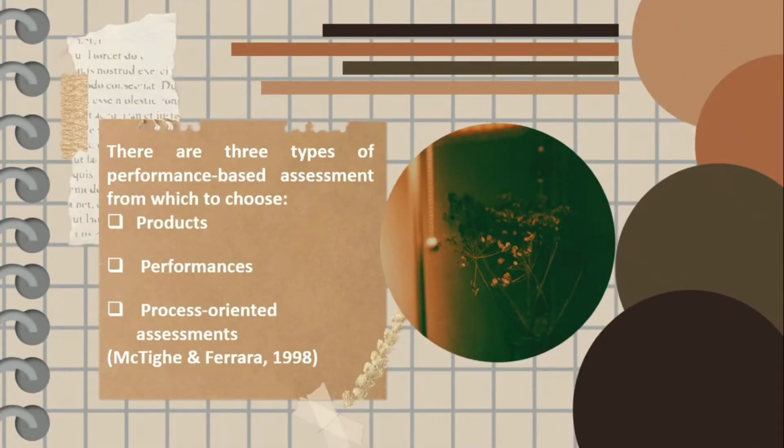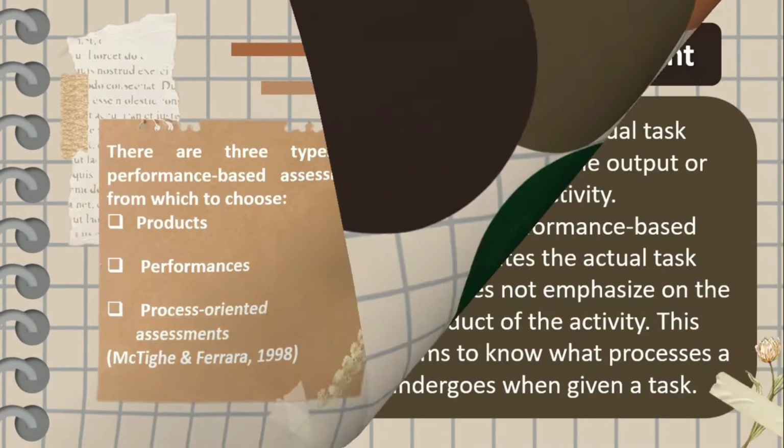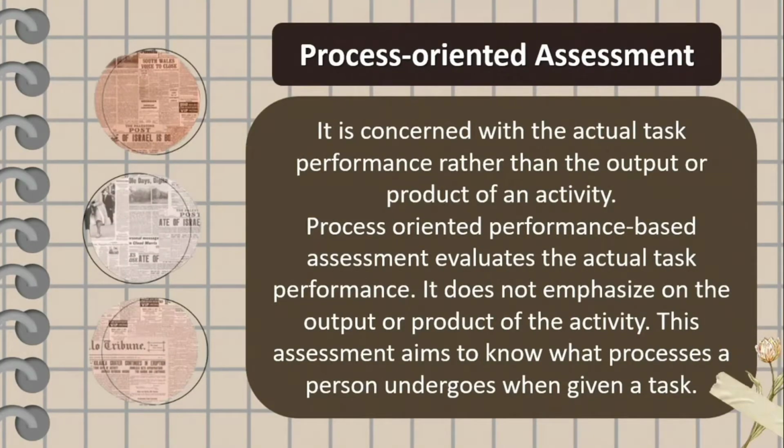So there are three types of performance-based assessment from which to choose, according to Mack, Teghey, and Ferrara from 1998. First is the products, second performances, and the third is the process-oriented assessments. Now, we will tackle our topic, which is the process-oriented assessment.